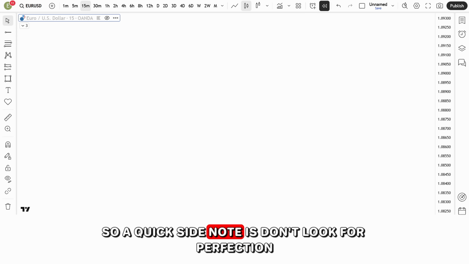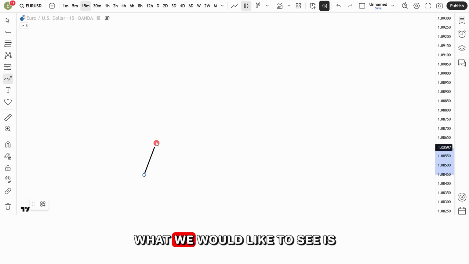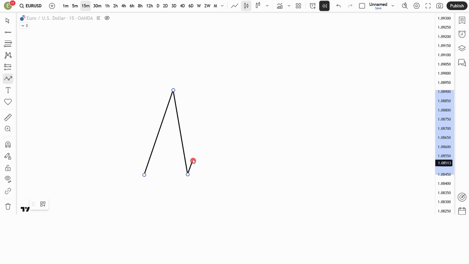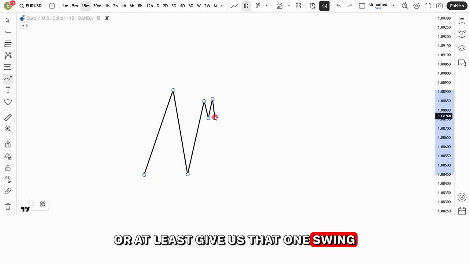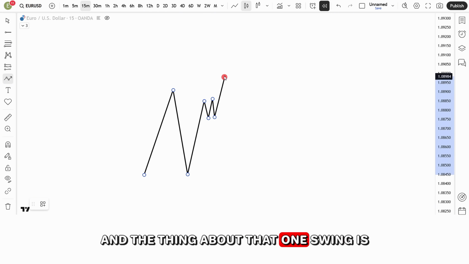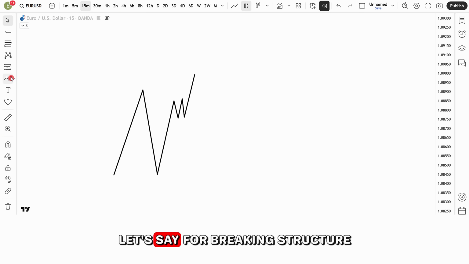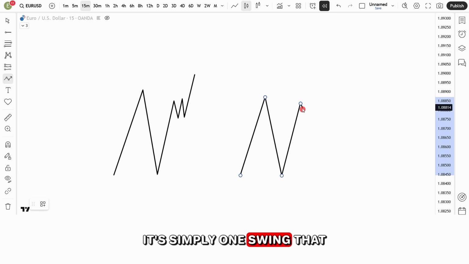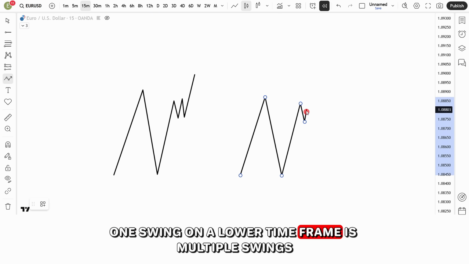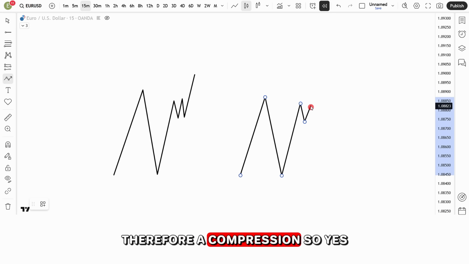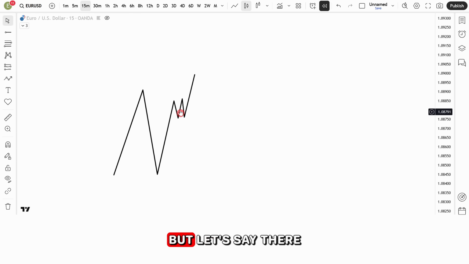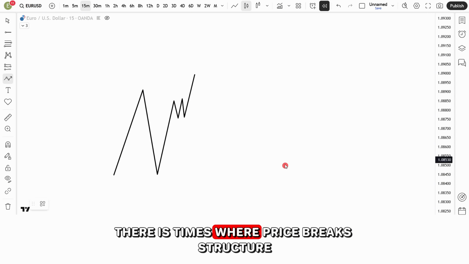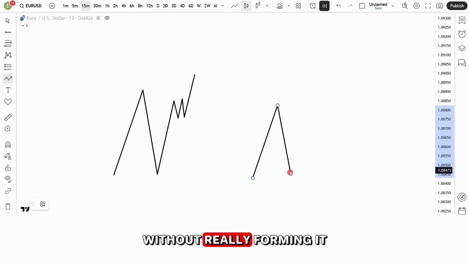So a quick side note: don't look for perfection. Ideally, what we would like to see is, before price breaks structure, for price to compress or at least give us that one swing. And the thing about that one swing is, for breaking structure, it's simply one swing. That one swing on a lower time frame is multiple swings, therefore a compression. So yes, ideally we would like to see something like this, but there are times where price breaks structure without really forming it.